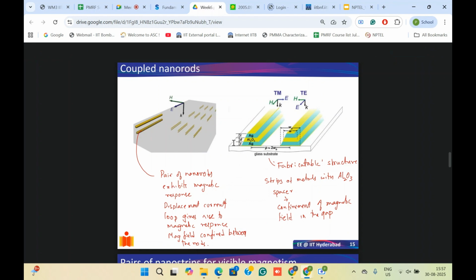Like we have a spacer here, we have a continuous layer: silver, Al2O3, silver. We have fabricated this on a glass substrate. These are easy to fabricate using lithography techniques, and we have a strip of panels with an Al2O3 spacer layer, and we can confine the magnetic fields in the gap.